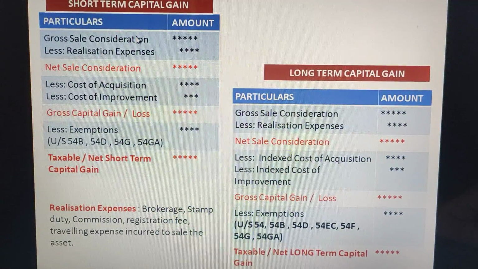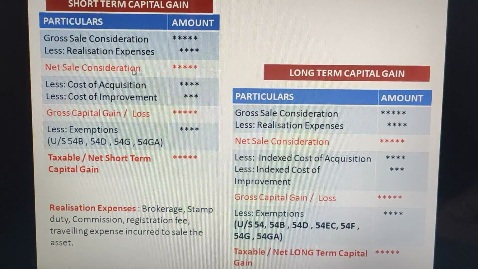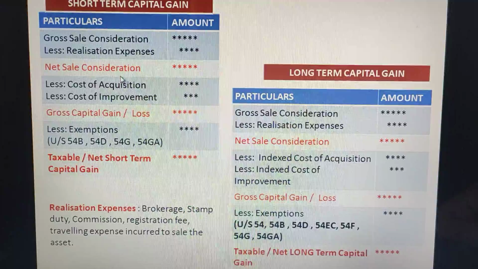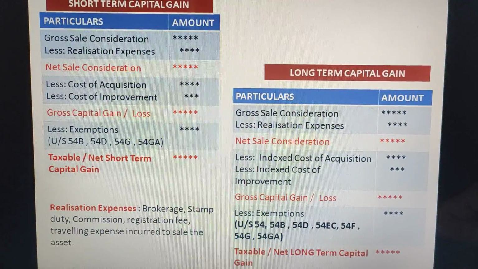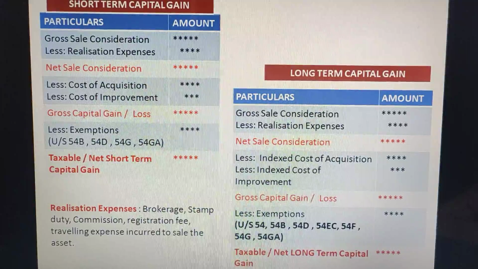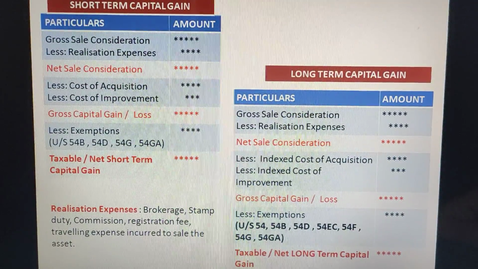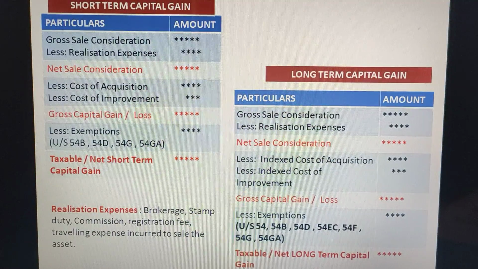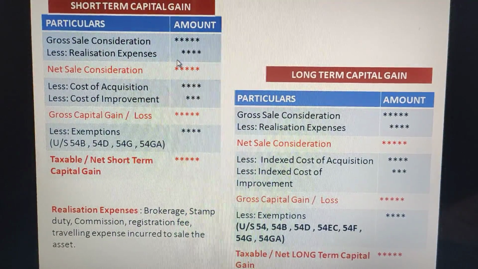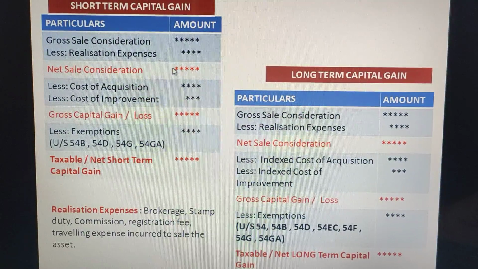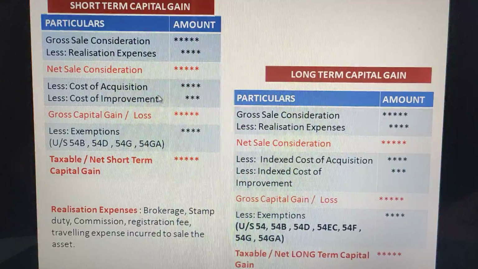So this is the sale value. Suppose 50 lakhs is the sale value and 2 lakhs is the realization expense. Then you will get the net sale consideration. That means after subtraction of your actual expenses, you get the actual income from the sale. So you got only 48 lakhs here. 50 lakhs is the amount you received on the sale of the asset, then realization expense of 2 lakhs for example. So if you subtract, you will get 48 lakhs. That is your net sale consideration. Now what is cost of acquisition?